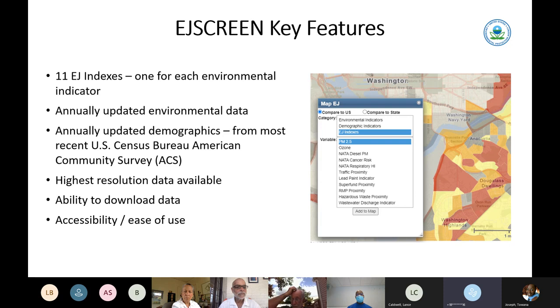Lance will go further into this, but there are 11 EJ indexes, one for each environmental indicator. The environmental data is updated annually. The demographic data is from the U.S. Census Bureau American Community Survey, also known as ACS, the highest resolution data available. It's easy to use, and the data is downloadable. You have the ability to download the data.